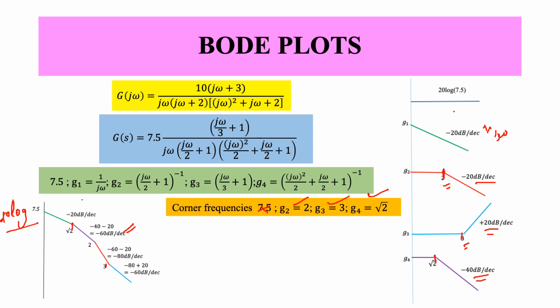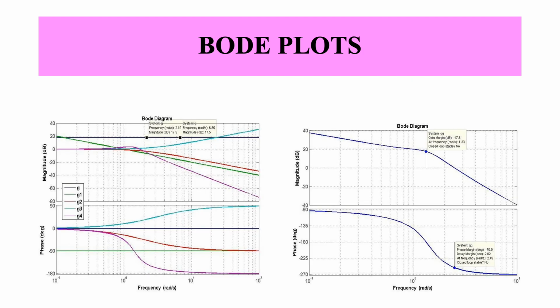Okay, and I can actually compute the errors by the formula for the error which we used. Okay, so let's just summarize. So this is how the first one would look like. This is the gain line, then this green is the 1 by j omega, then this red line would be the first order factor which corresponds to the pole.